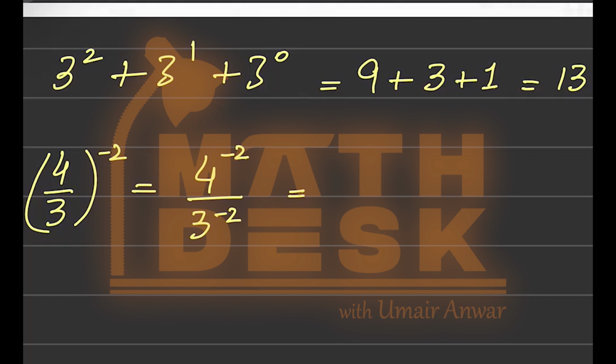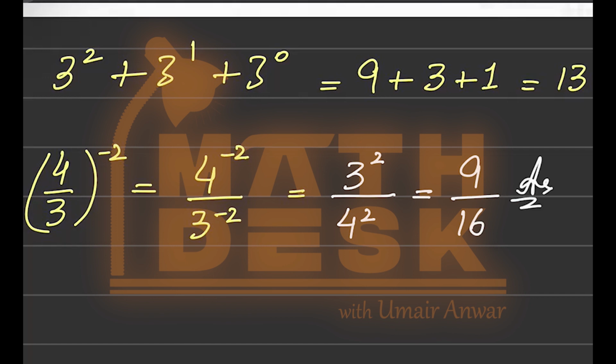So 4 raised to minus 2, if it is written in the denominator, the sign of the index would change and it would become 4 squared. If I move 3 raised to minus 2 to the numerator, its sign would also change and it would become 3 raised to 2. And now 3 raised to 2 would be equal to 9 and 4 squared would be equal to 16. This would be the answer for this part.